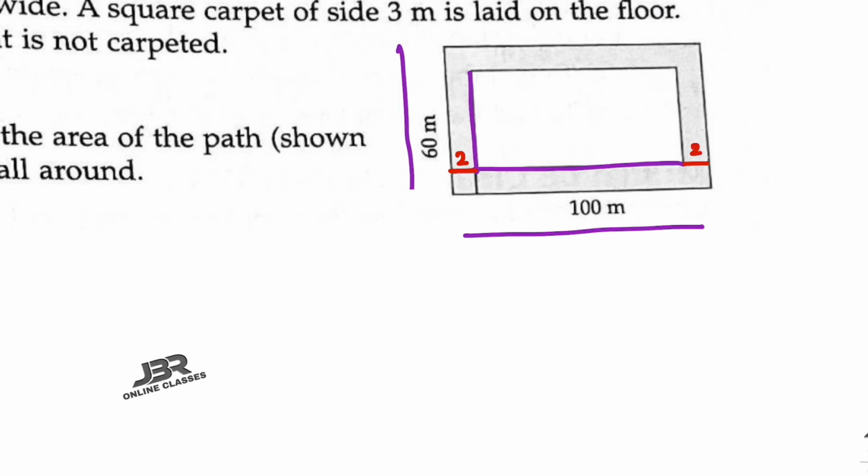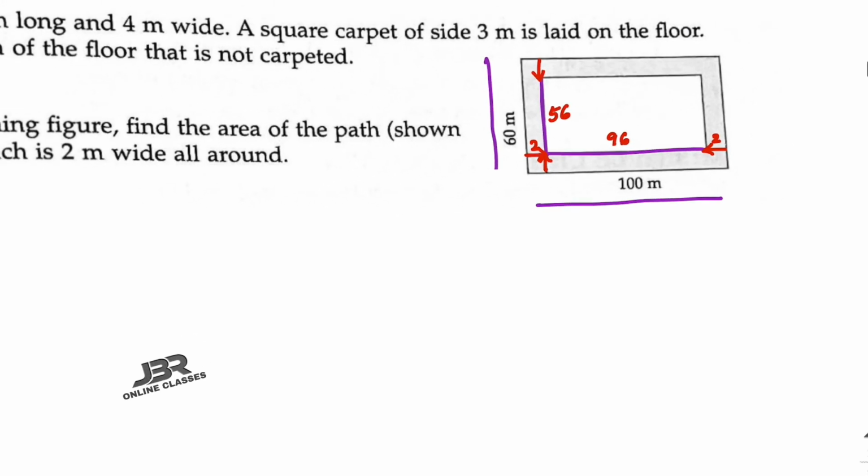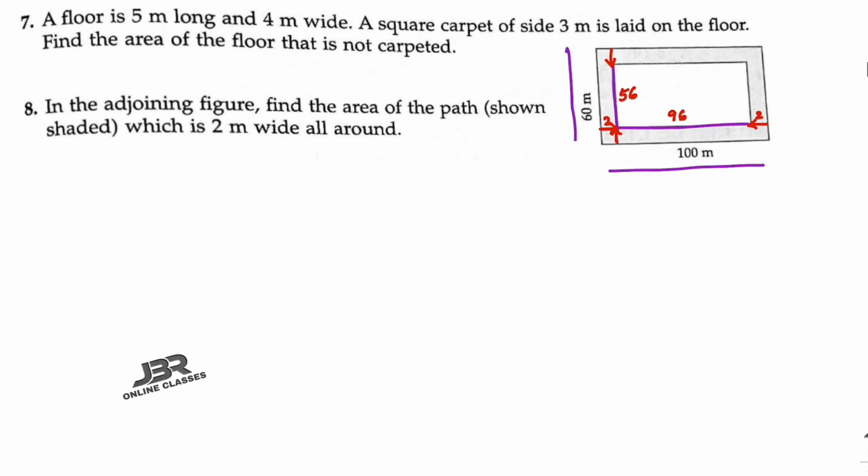So if the outer one is 100, then 2 meter less here and also 2 meter less. So 100 minus 2 minus 2, that equals 96. So 96 is the inner length. As well as here this one is also 2, this one 2. So if you decrease 2 from both sides, then it will be 60 minus 4, that means here 56. So 56 is the inner breadth and 96 is the inner length.